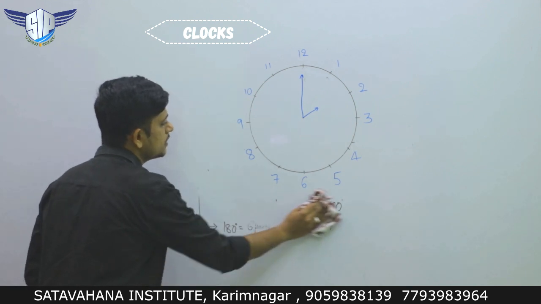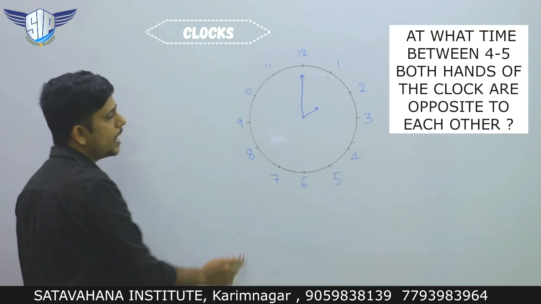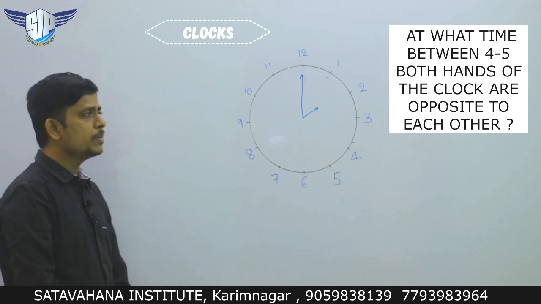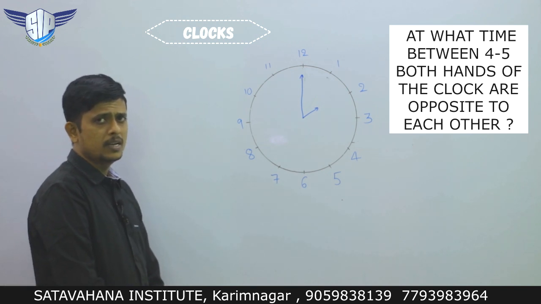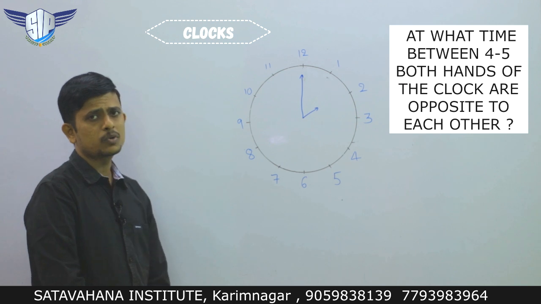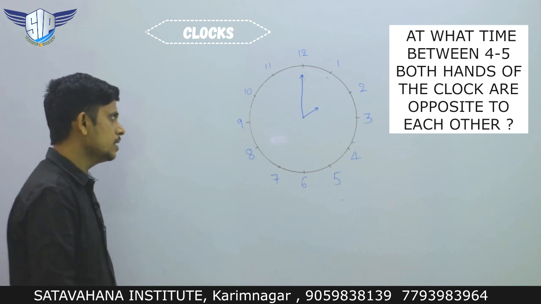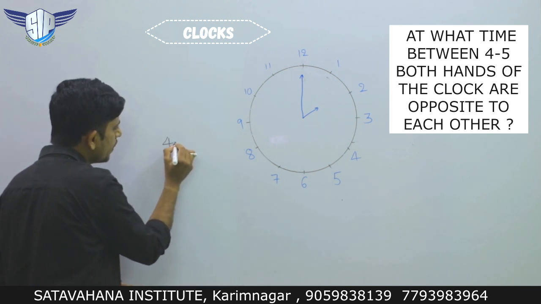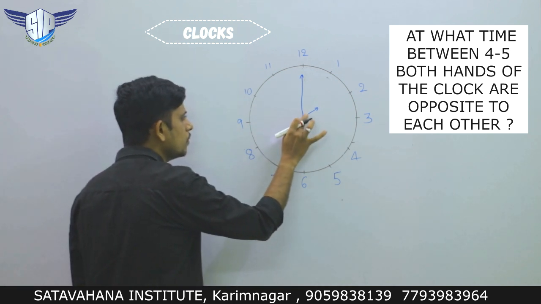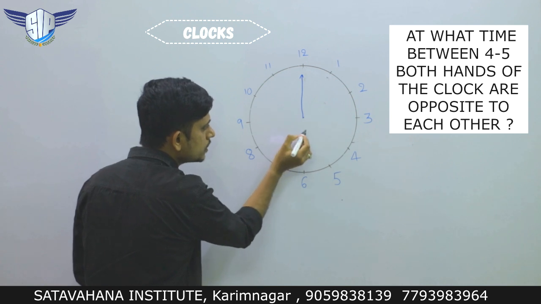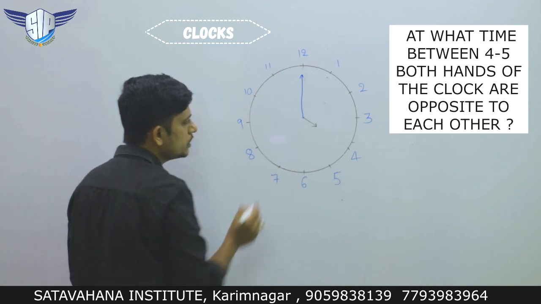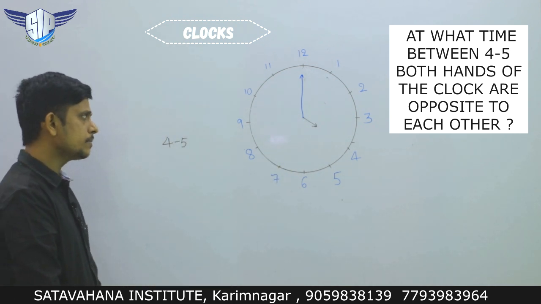Okay, here is the next question. At what time between 4 to 5 are both hands of the clock opposite to each other? Here, 4 to 5, therefore the hour hand position is at 4, right?